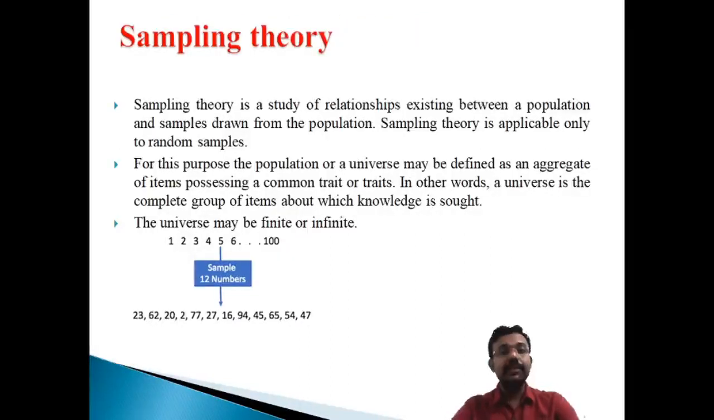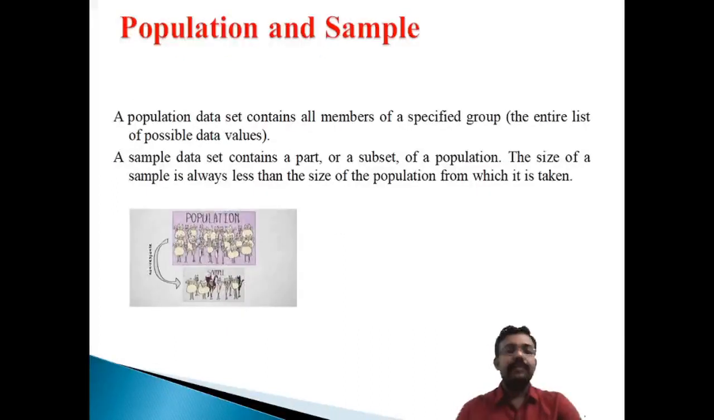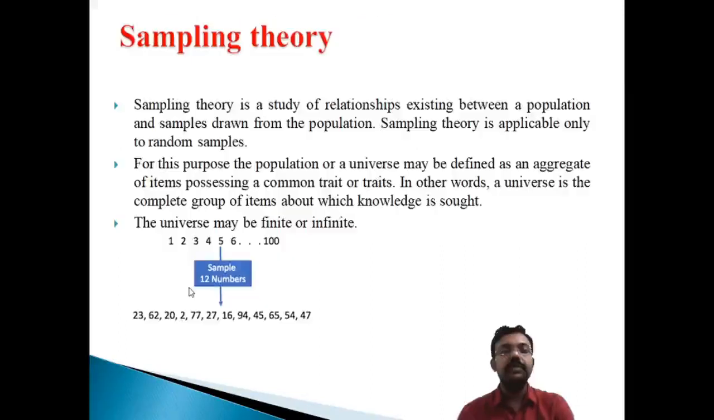Let's discuss what sampling theory means. Just look at the diagram. There is a population and there is a sample. You select the samples from the population, and this process of selecting samples from the population is known as sampling theory. Sampling theory is the study of the relationship existing between the population and the samples drawn from the population, and how the samples are drawn from the population. This process is known as sampling theory.